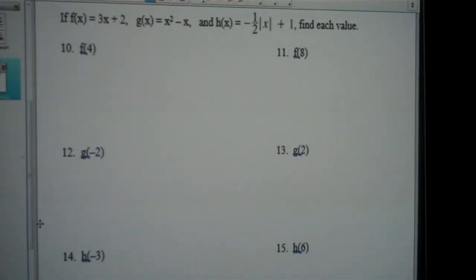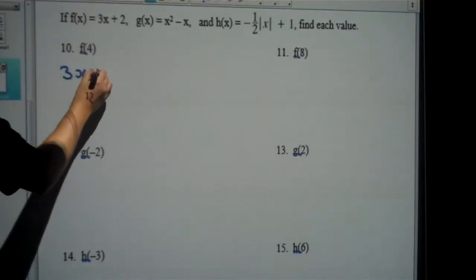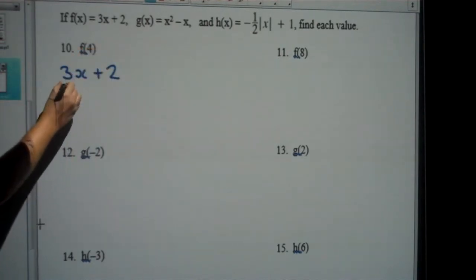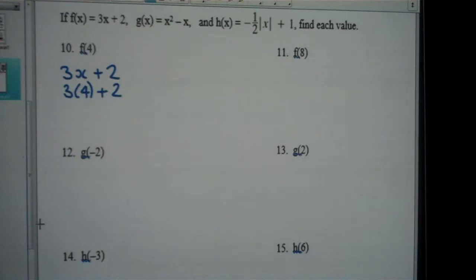For our last section, we're going to substitute values into formulas. So f of 4 means I'm going to use the function f, and wherever I see x, I'm going to write 4. Now remember, when you substitute, you should be putting parentheses around whatever you're substituting. So x is (4), and then plus 2.